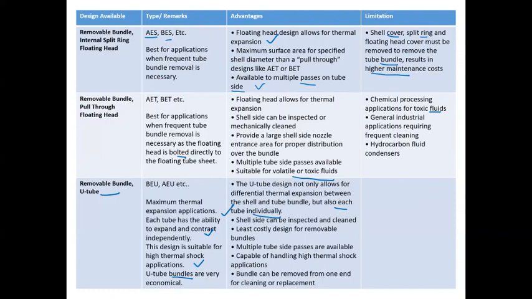Okay, the shell side can be inspected and cleaned because we can remove the tube side. Okay, it is the least costly design for a removable bundle. Multiple tube passes are available, it is capable of handling high thermal shock applications, and the bundle can be removed from one end for cleaning and replacement. So instead of removing the bundle tube by tube, we can remove the U-tube as one bundle.